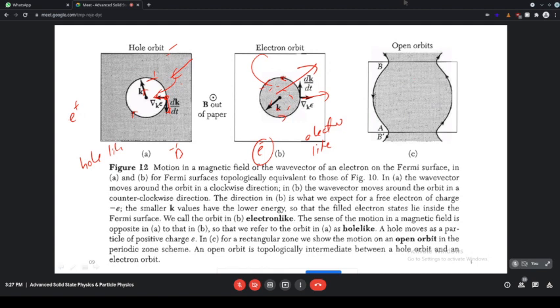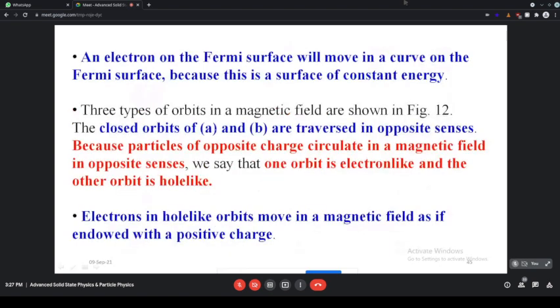There are some orbits like this which are known as open orbits. Suppose there is a starting point, this is from B, then this ends at A, then again this goes to B dash, which is just similar to B. But there is no closing end. Then this is known as open orbits, a Fermi surface having open orbits. And this behavior is in between the electron orbit and hole orbit.